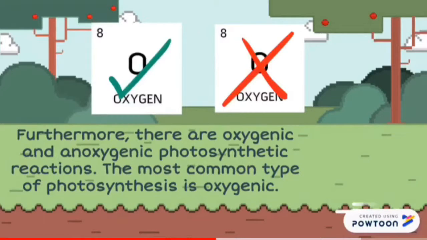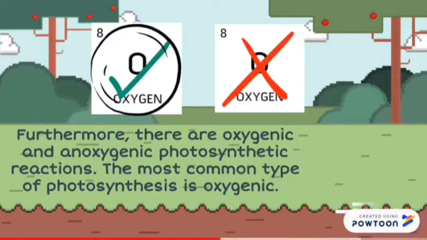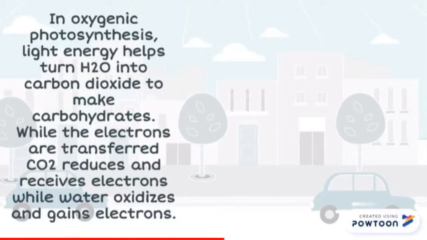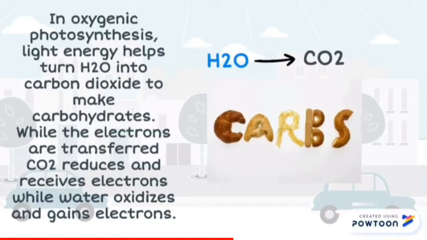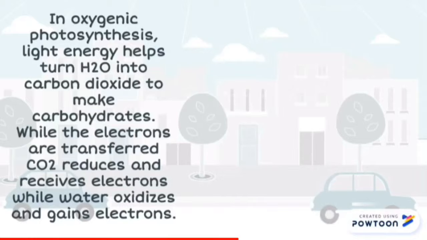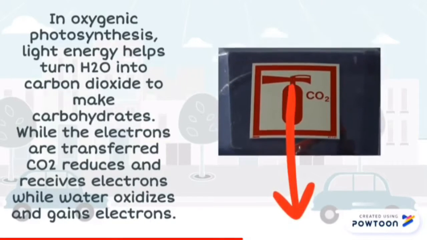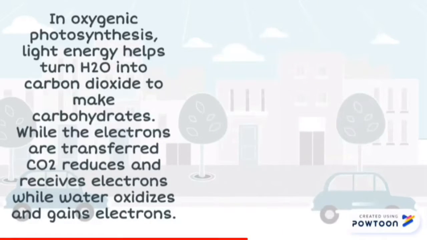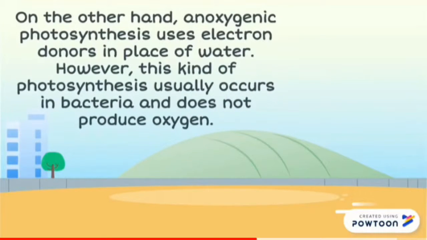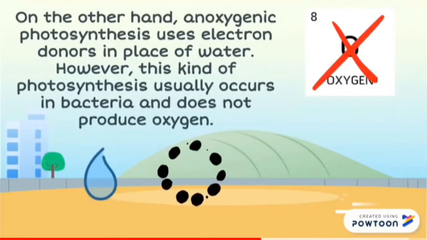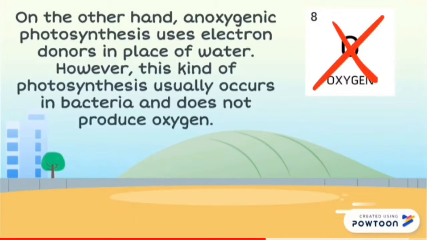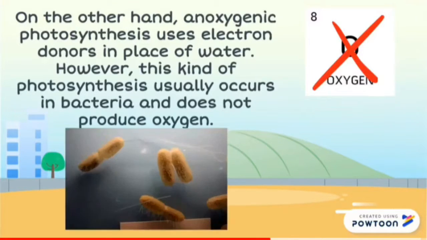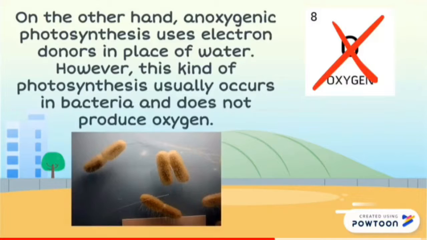The most common type of photosynthesis is oxygenic. In oxygenic photosynthesis, light energy helps turn water into carbon dioxide to make carbohydrates. While the electrons are transferred, CO2 reduces and receives electrons, while water oxidizes and gains electrons. On the other hand, anoxygenic photosynthesis uses electron donors in place of water. However, this kind of photosynthesis usually occurs in bacteria and does not produce oxygen.